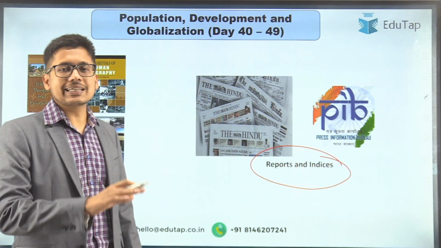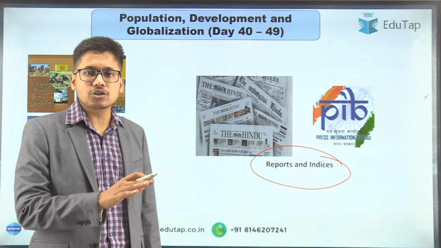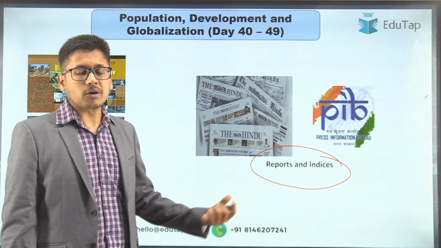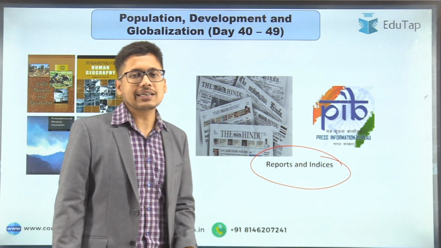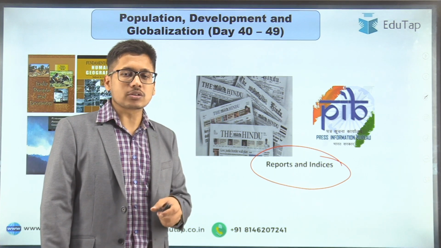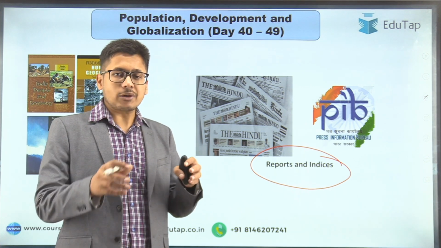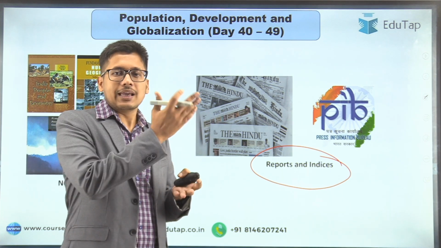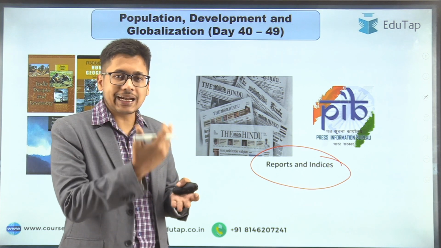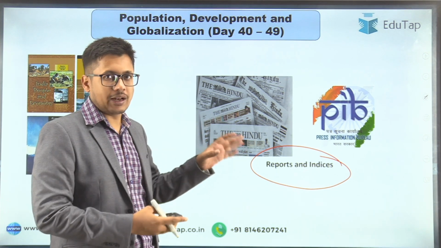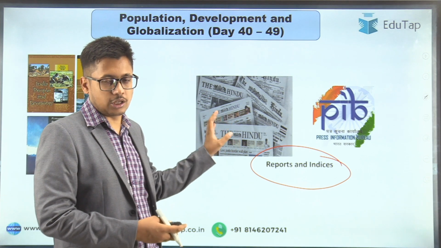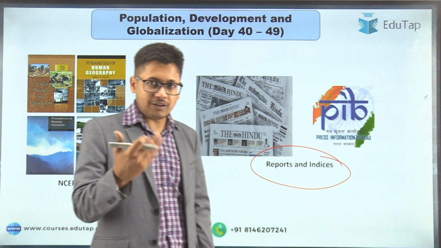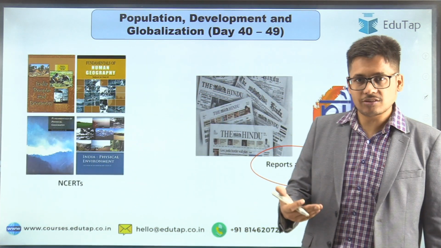The various reports and indices released by national or international institutions regarding the quality of life in different parts of the world are also very important. For example, the Human Development Report, the Democracy Index, the Hunger Index. These indices and reports are very, very important. What is India's performance there? Has India's performance improved in the last years, or has it degraded? That is also very important. So you will have to regularly follow the newspapers and the PIB releases, released by the Press Information Bureau, in order to be well aware of the facts, reports and indices that are being generated.